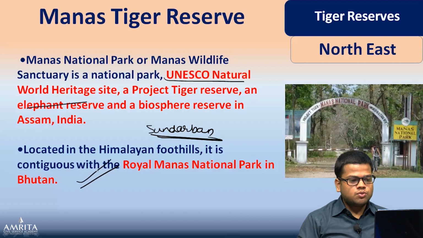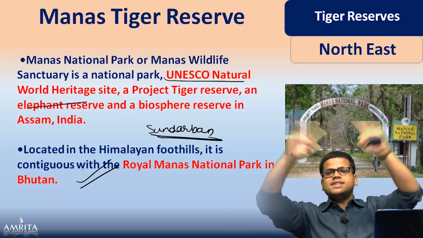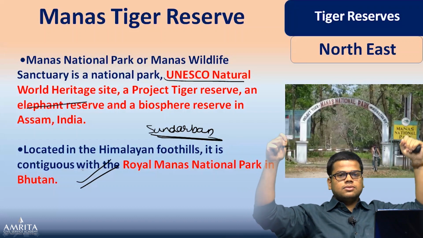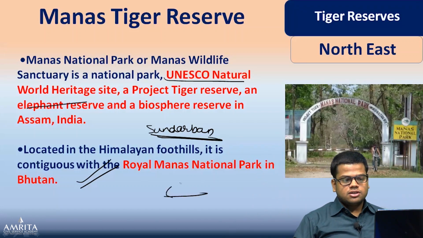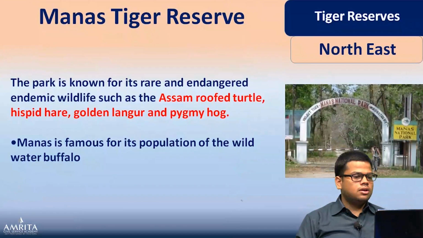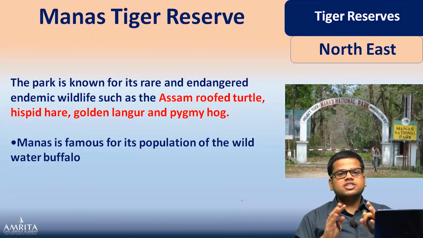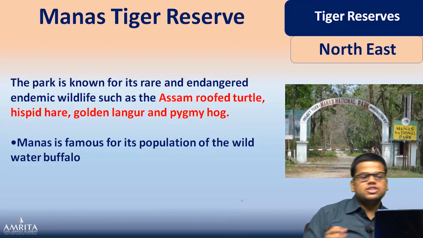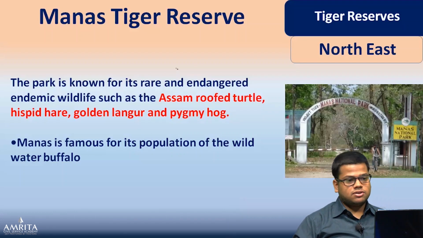Okay. So this was the point I was telling you, that the boundaries are formed by these ecological reasons. For example, in Bhutan, the Royal Manas National Park is there, and in India we have Manas National Park. Then the Manas National Park is known for its rare and endangered endemic wildlife. What is the important keyword here is endemic.